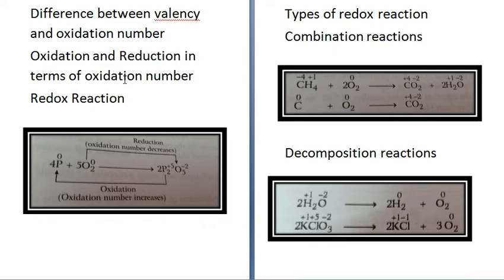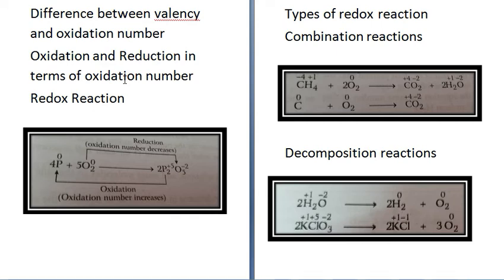Okay. Next we come to oxidation and reduction in terms of oxidation number. When you look at it in terms of oxidation number, oxidation is an increase in the oxidation number of an element. If the oxidation number of an element is increasing, like from +2 it has become +3, like Fe2+ and Fe3+, so from +2 Fe has become +3, that is oxidation. And reduction is obviously the opposite, a decrease in the oxidation number of an element, that is called reduction.